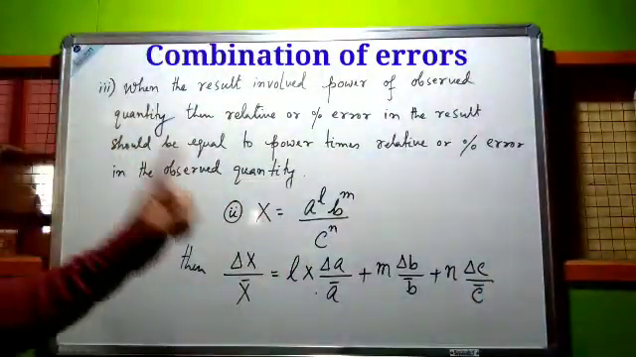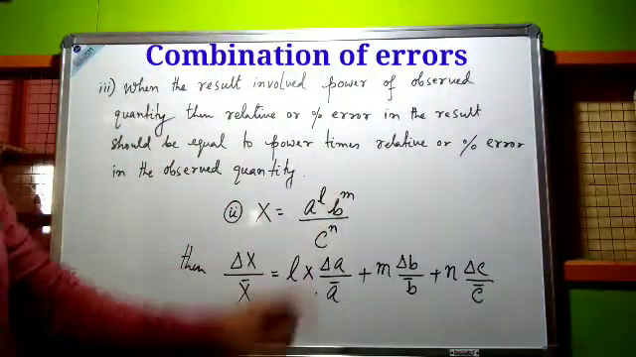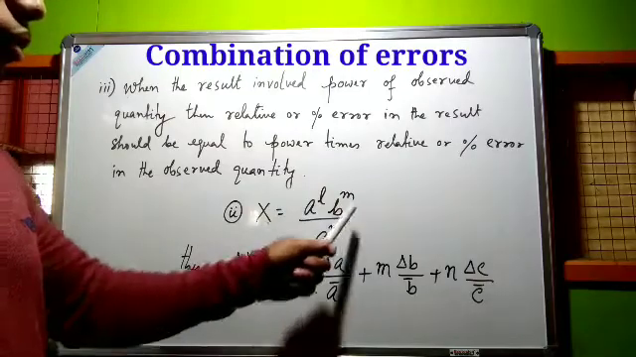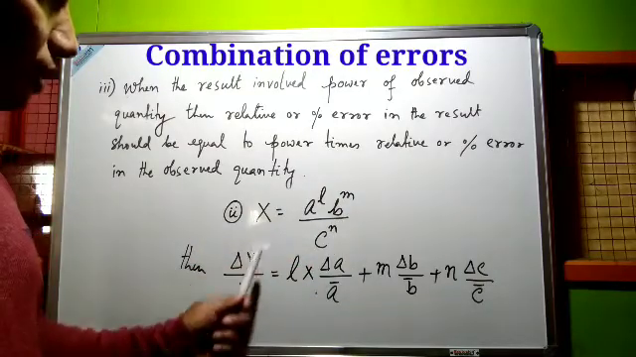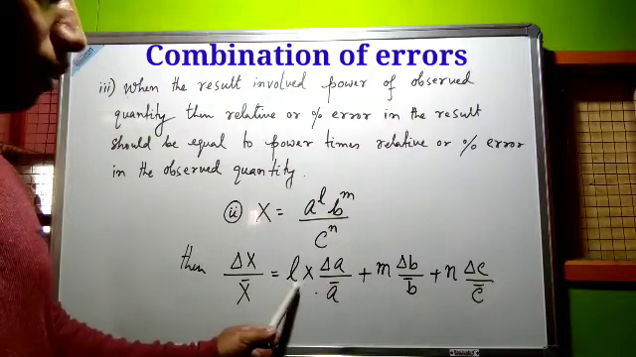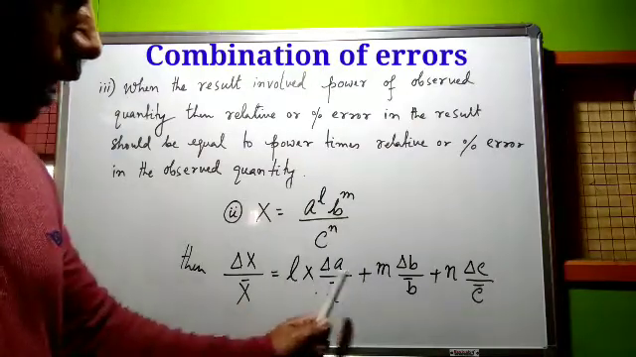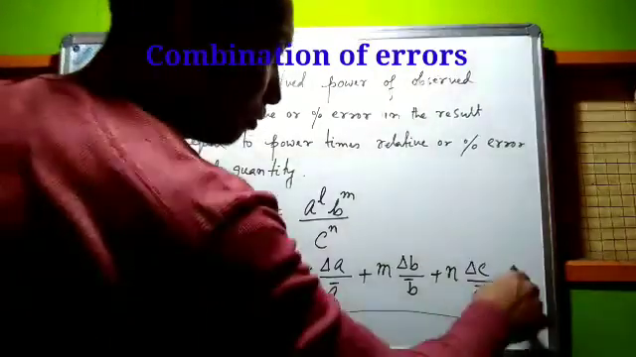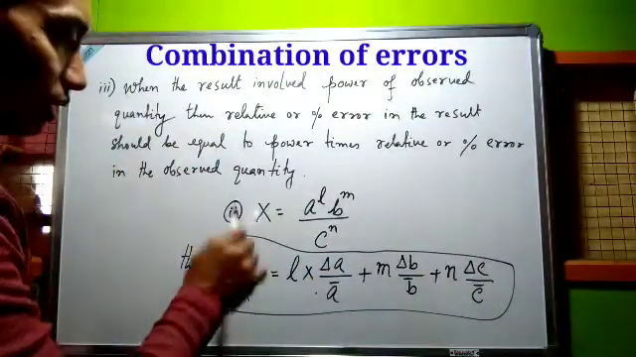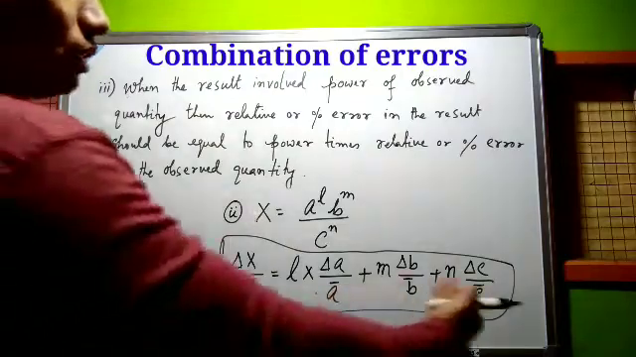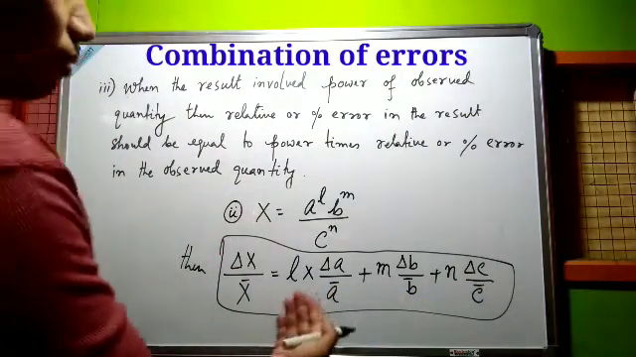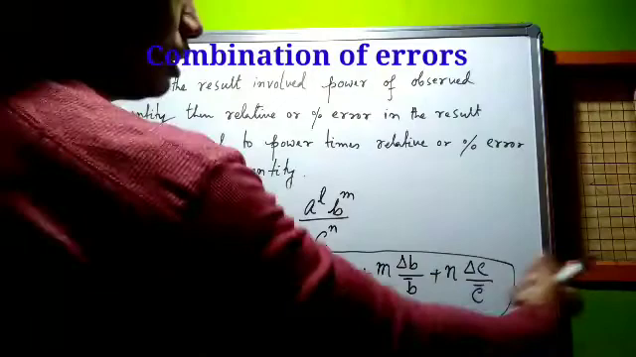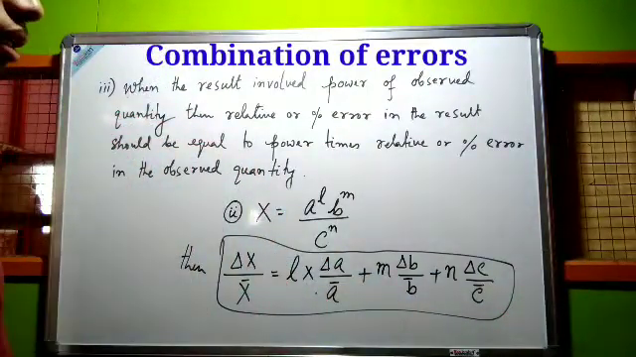Now when the result involves powers of 2 or more physical quantities, then the relative error in the result should be equal to the sum of the powers times the relative errors in the observed quantities. Then if you want to find the percentage error in the result, simply multiply by 100%.